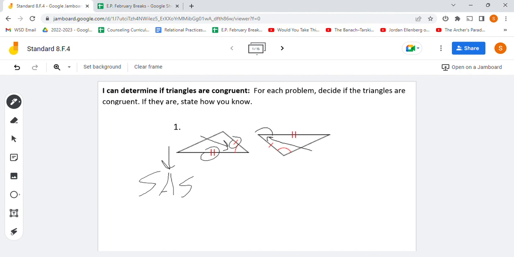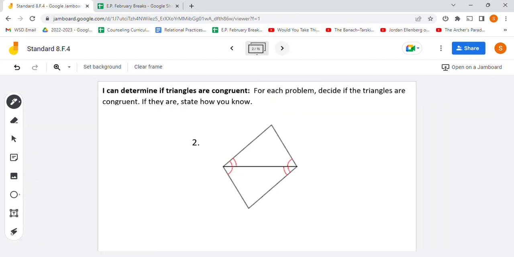So we would need to know that this side is congruent to that side in order to be able to use the side-angle-side congruence theorem. So because this triangle over here on the right is not in the correct order, we cannot use this side-angle-side congruence theorem. Therefore, on this one, we do not have enough information to tell if these are congruent or not.